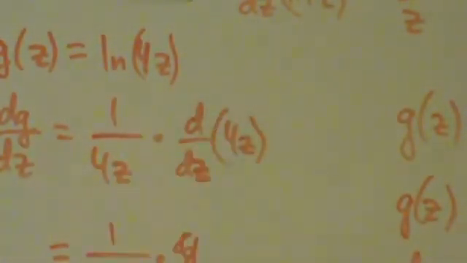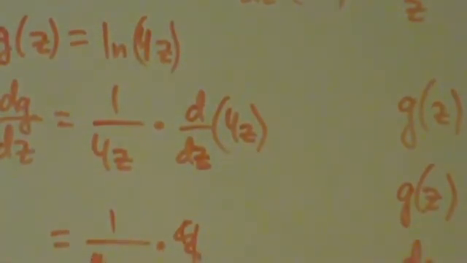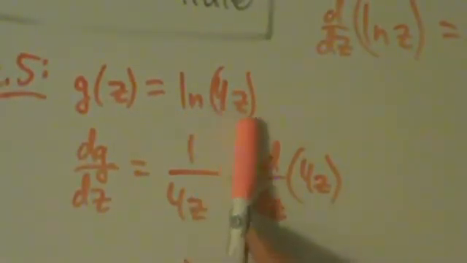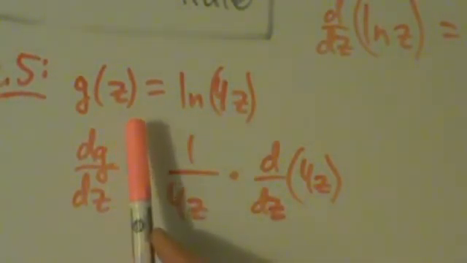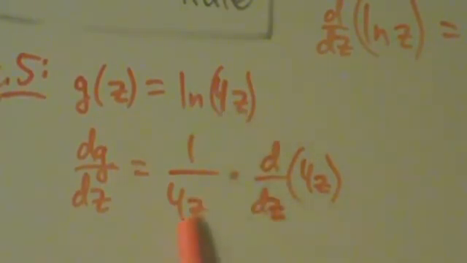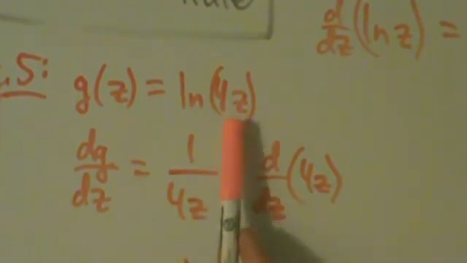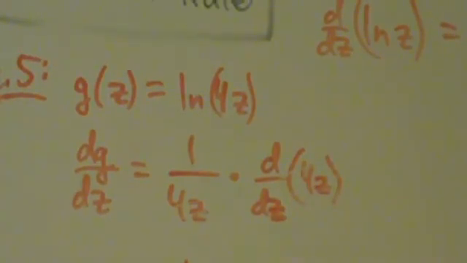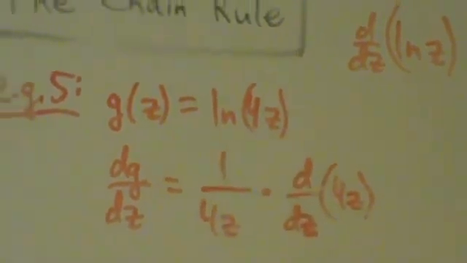But if you only take away one thing from this video, it should be this: if you have a natural log of a thing and you want to take the derivative, then that's going to be 1 over that thing times the derivative of that thing. In other words, the derivative of the natural log of a thing is 1 over that thing times the derivative of that thing. And that's the chain rule as applied to a natural log function, and that's example 5.